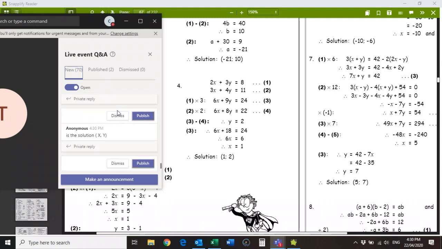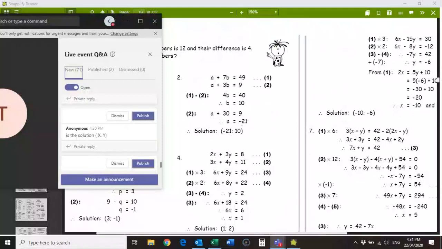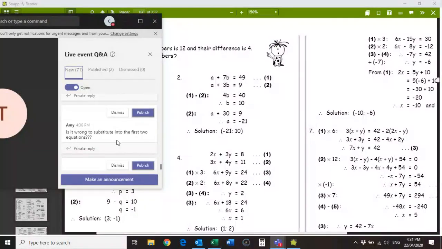Yes, Anonymous. So the solution is X and Y. So it's always in alphabetical order. You remember with number 2, can you see A is minus 21? So that's minus 21 and then that's 10. So that's always in alphabetical order. So yes, you have to eliminate it.